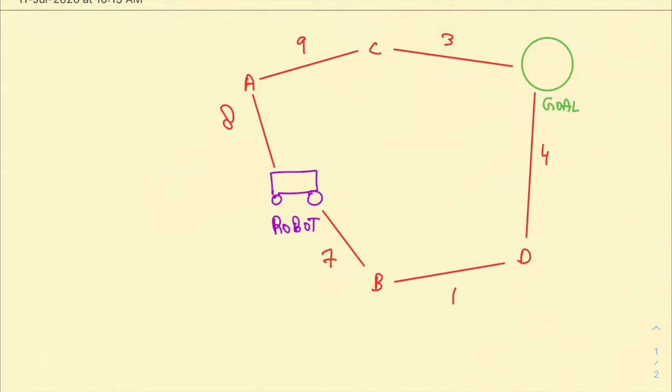Suppose you have a robot and it has to reach a goal. There are a number of ways for it to reach the goal. In UCS, the robot chooses the path that has the lowest path cost. Let me explain this statement.